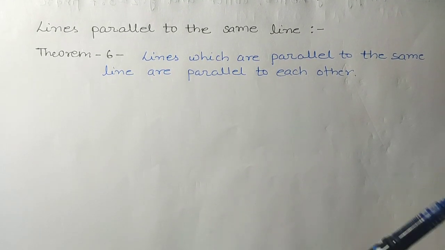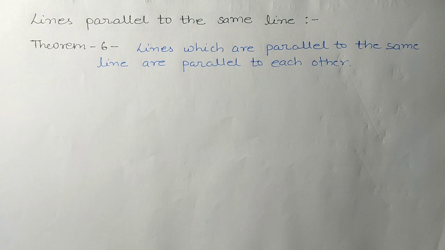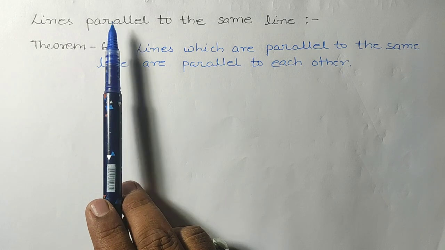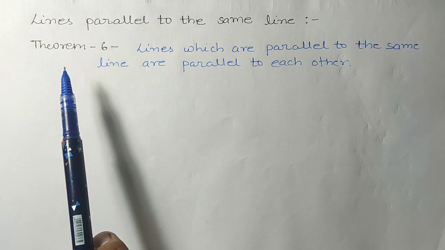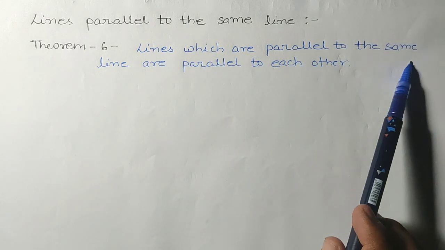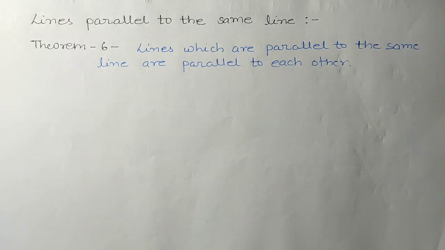The next topic is lines parallel to the same line. So what is theorem 6? Theorem 6 is just based upon this, lines parallel to the same line. The statement of theorem 6 is: lines which are parallel to the same line are parallel to each other.